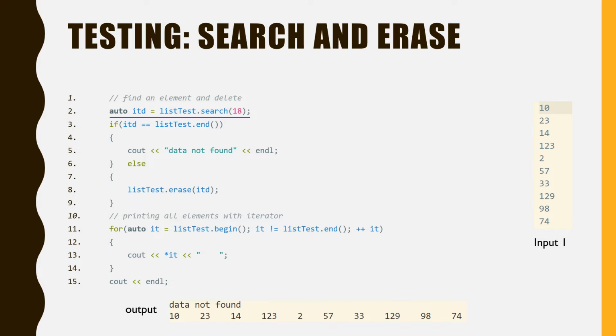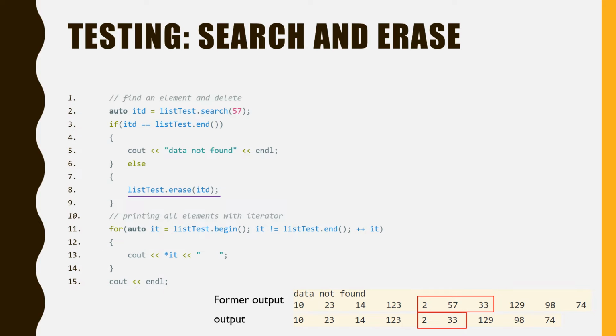Otherwise, we delete the search key from the linked list in line 8. Since the search key 18 is not contained in the input, we will expect the search to fail, and we can indeed see the message "data not found" from the output.